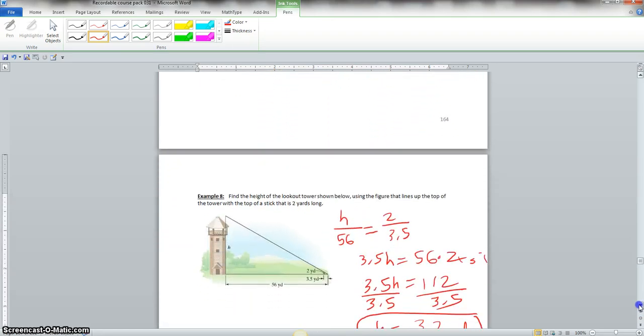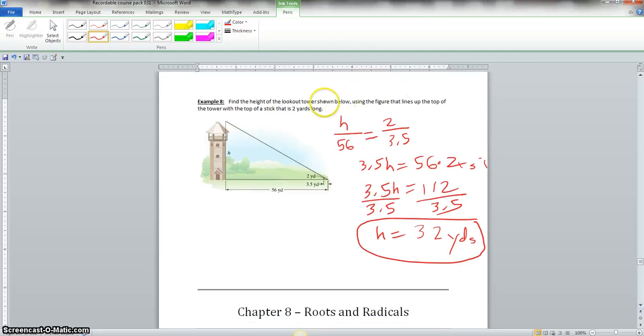Now it says example 8. Find the height of the lookout tower shown below using a figure that lines up the top of the tower with the top of the stick that is 2 yards long. Okay, first of all, we have two triangles here. We have the very big triangle, then we have this small little triangle here. The bottom of this triangle is 3.5 yards, and this side is 2 yards. So we will have h over 56 from the large triangle and set it equal to 2 over 3.5, since side h and side 2 yards are proportional, and 56 yards and 3.5 yards are proportional.